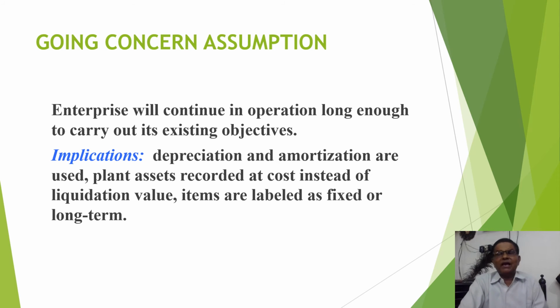So in the case of the company form of organization, we can identify it. When the company is created, registered, the life is unlimited. The members are coming and going, but the company is going forever. So the enterprise will continue in operation long enough to carry out its existing objectives. So here is an example, the implication. Depreciation and amortization are used, plant assets are recorded at cost instead of liquidation value. Items are labeled as fixed or long-term.